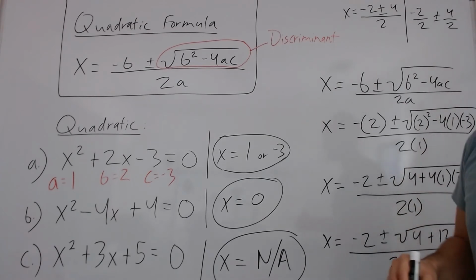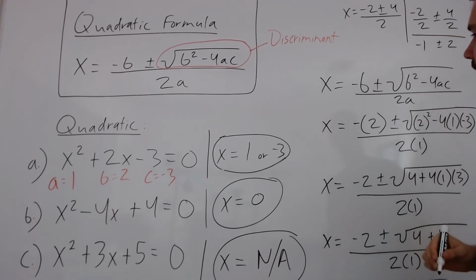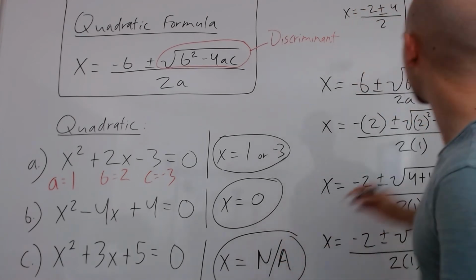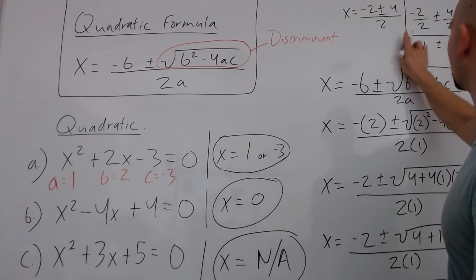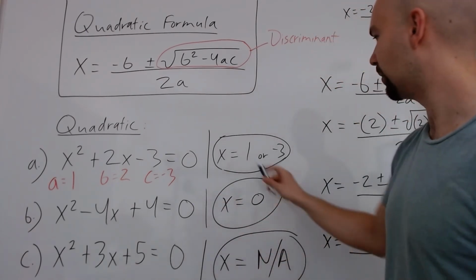And now I can simplify. -2 over 2 is -1, plus or minus 2. All right? So that's my answer, x equals -1 plus or minus 2. So if it's -1 plus 2, that equals 1.